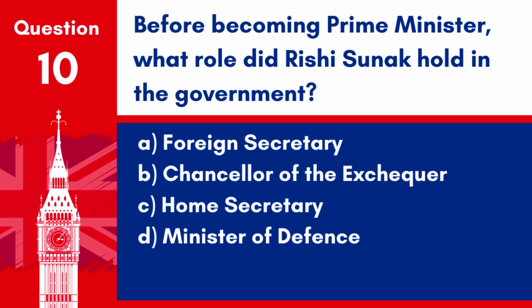Question 10. Before becoming Prime Minister, what role did Rishi Sunak hold in the government? A. Foreign Secretary. B. Chancellor of the Exchequer. C. Home Secretary. D. Minister of Defense. Answer: B. Chancellor of the Exchequer. Before becoming Prime Minister, Rishi Sunak served as Chancellor of the Exchequer.